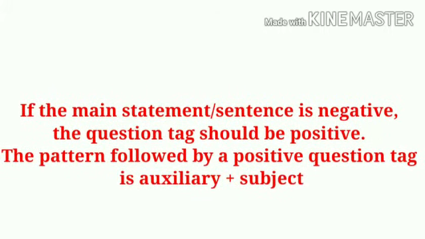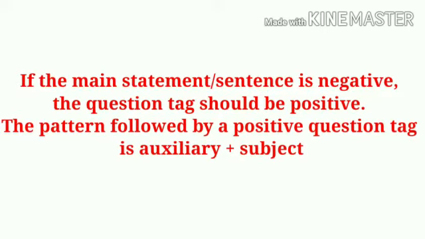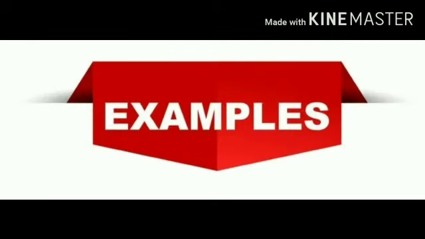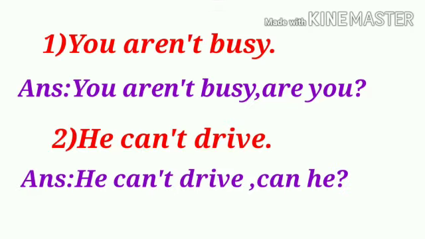If the main sentence is negative, the question tag should be positive. The pattern followed by a positive question tag is auxiliary plus subject. For example, you aren't busy. Here, aren't is your auxiliary verb, right? Plus subject. You is your subject. So the answer is you aren't busy.